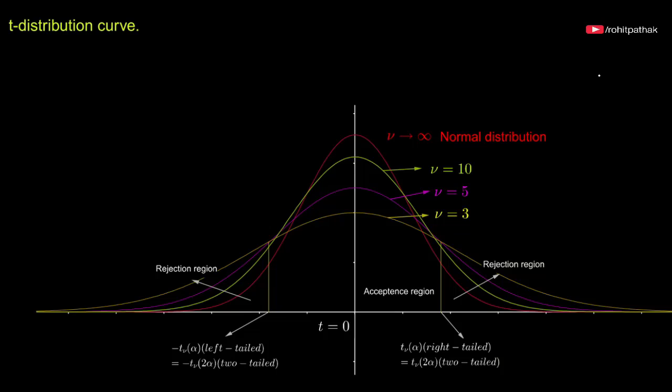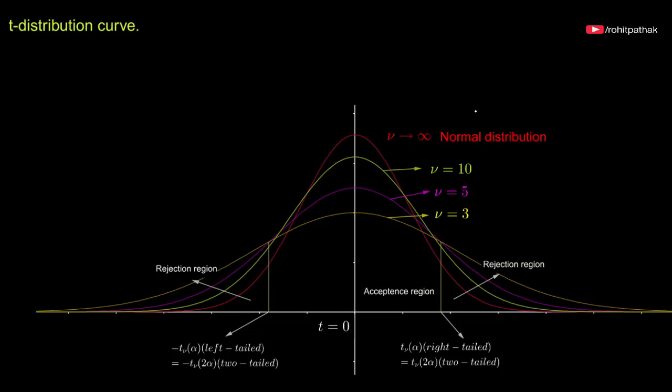Now we look at the graph of this t distribution. If we look at the graph, we find that the shape of the curve depends on the degrees of freedom. For smaller values of degrees of freedom, the curve is more flat than the normal curve. That means for smaller degrees of freedom, the flatness is more. As we increase the degrees of freedom, the flatness of the curve reduces. Here we can see for nu equal to 3, the curve is a flat curve. The flatness is more. For nu equal to 5, the curve is less flat than the curve for nu equal to 3. And for higher values of degrees of freedom, the curve is approximately normal distribution.